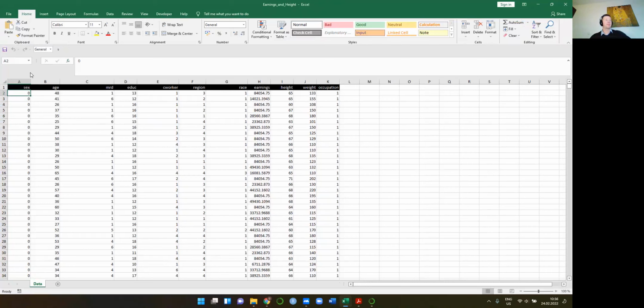So we have the data on their gender, age, MRD, not sure what that is, education, region, race, earnings, height, weight, occupation. So let's test the following hypothesis.